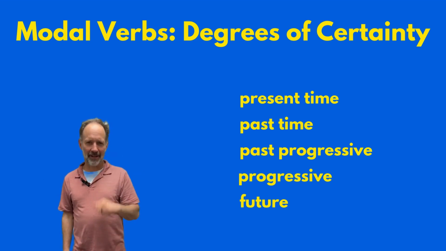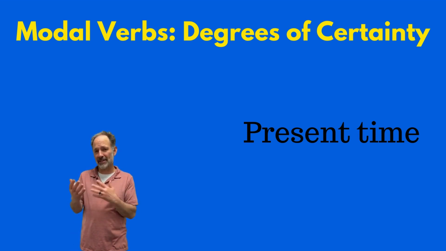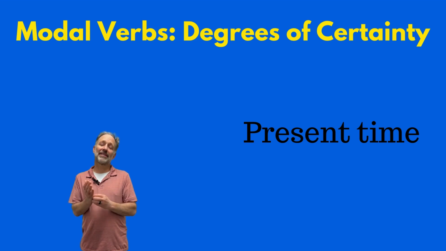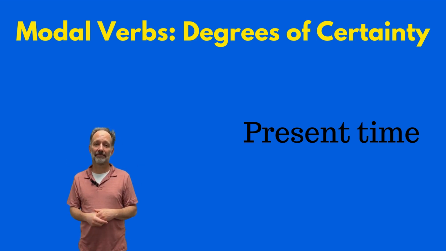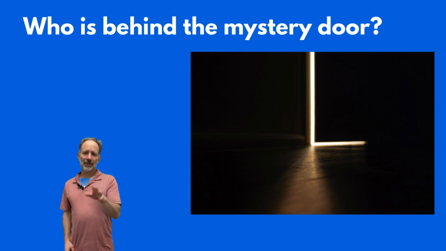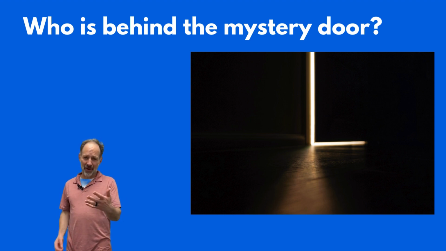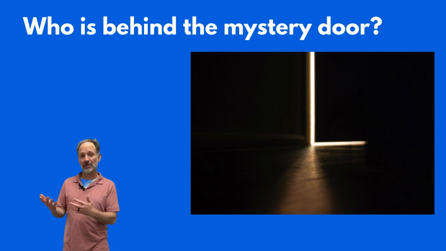Let's get started. Let's start with modal verbs about the present. Or, in other words, how certain are we about something that is maybe happening right now? In the picture, you can see our mystery door. Who is behind that mystery door? We can use some modals to show how sure we are about who's there.